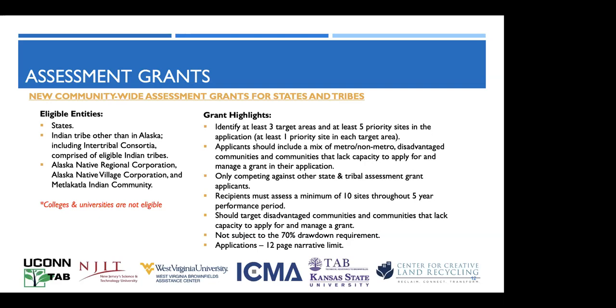The application should seek to target disadvantaged communities and communities that lack the capacity to apply for and manage an EPA grant. These grants, contrary to the other 2 assessment grant types, are not subject to the 70% drawdown requirement. And the applications have a 12-page narrative limit, so it gives you 2 extra pages to address some of the additional information requested by EPA. So that covers assessment grants.